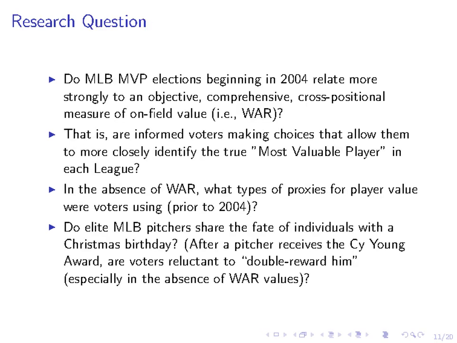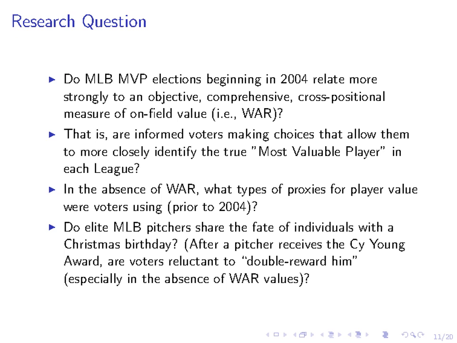So our research question is: do MLB MVP elections beginning in 2004 relate more strongly to an objective, comprehensive, cross-positional measure of on-field value, that is WAR? That is to say, are informed voters making choices that allow them to more closely identify the true most valuable player in each league? In the absence of WAR, what types of proxies for player value were voters using prior to 2004? And we have kind of a side question.